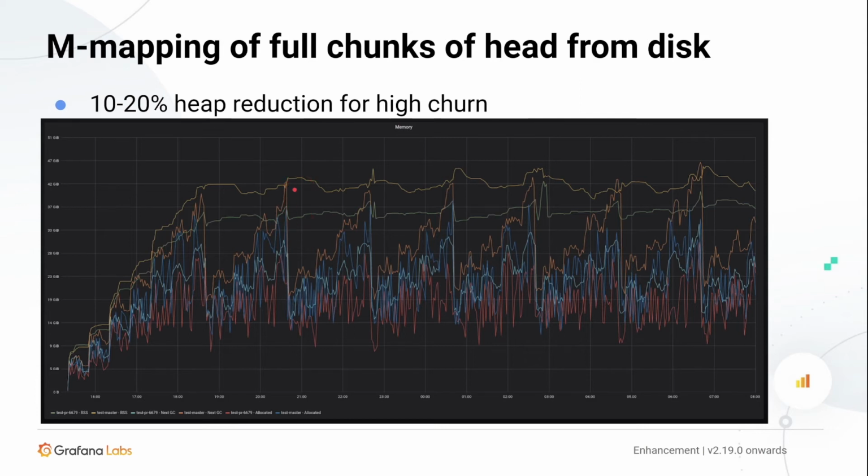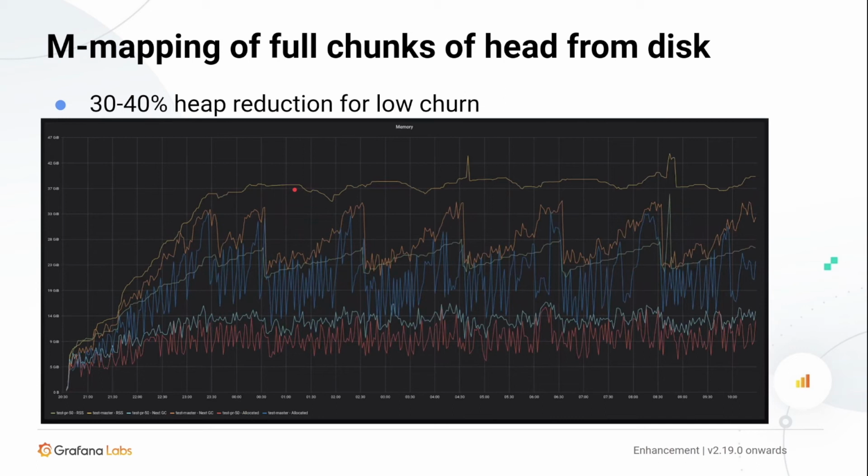But if you look at low churn scenarios, which might be most of the cases, I guess, there is 30 to 40% reduction in heap. And if you look closely, this green line is actually the heap size of the memory mapping and not the lines above it. So that's pretty good. So these were the main highlights of the optimizations and the features that went into TSDB since last PromCon. It's less than a year, but there are still lots of optimizations that went in.